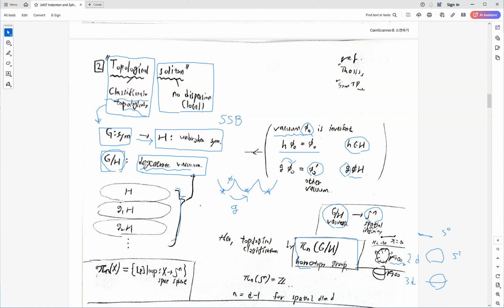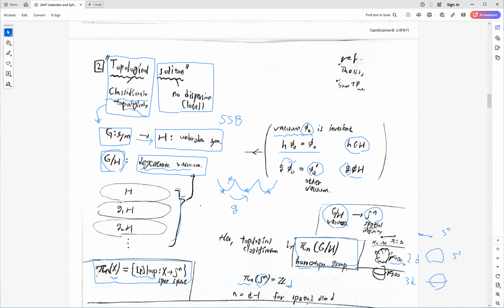This pi n of a specific manifold X is defined like that. There are loops, which are mappings from the n-dimensional sphere to the space X, and we can classify such loops as some cosets. And if such a manifold X or geometry is given by the n-dimensional sphere, for the n-th homotopy group, then pi n of S^n equals the integers Z.